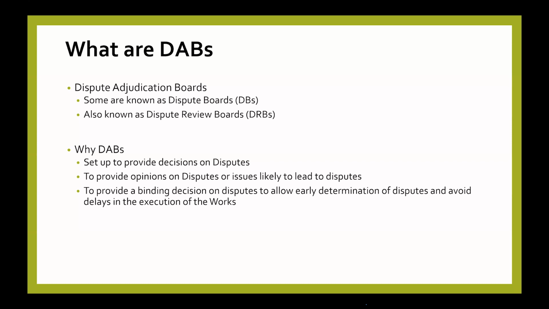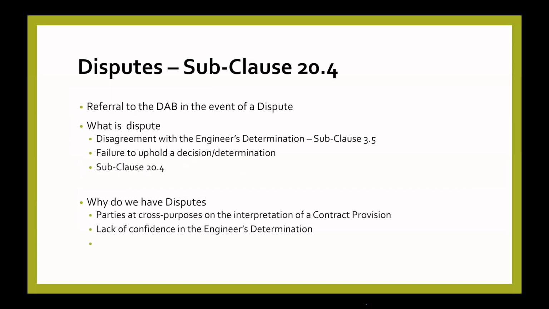And then also, in the interim, they provide a decision. Their decisions are binding. So at least as a short-term measure, you have a decision to work with so that everybody can move on and continue with the works. Even if you disagree, you can go on to the next steps that are allowed in the contract. So under sub-clause 20.4, the contract allows that you would refer a dispute to a DAB.